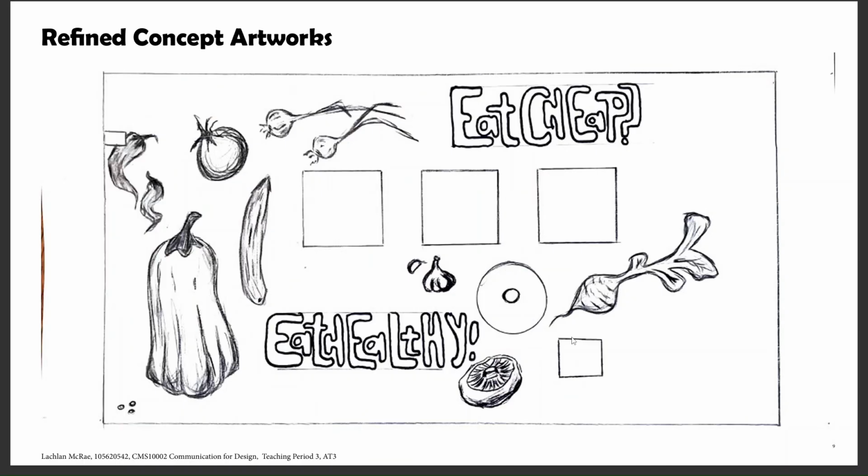Refined concept artwork 2, Eat Cheap, Eat Healthy was going to be my slogan that I chose, and that's on a wall that represented what I was wanting to do at the time. The vegetables are just outlined in charcoal using a grey lead and then charcoal on top of that.